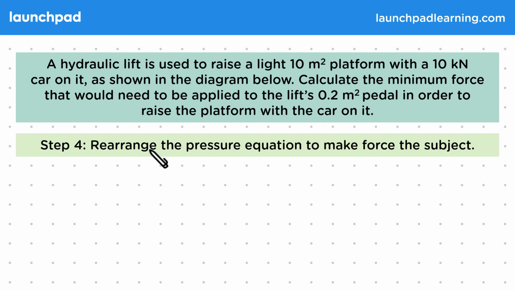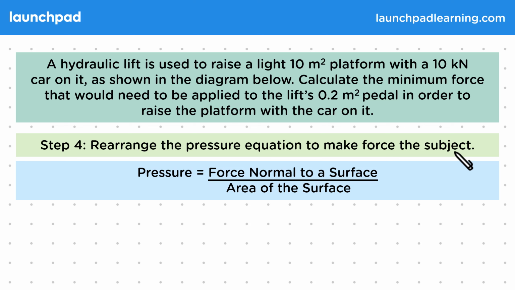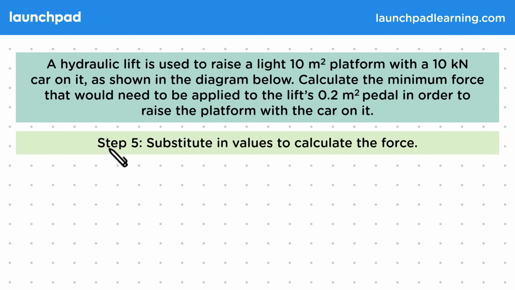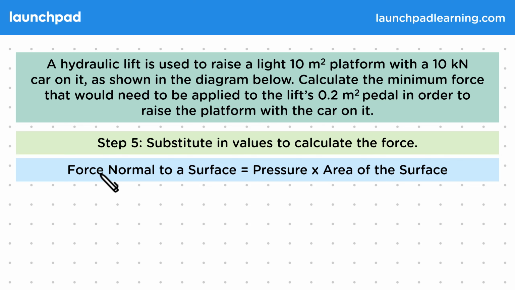So step 4 is to rearrange the pressure equation to make force the subject. So to get force on its own, we can multiply both sides by area to bring the force over to the left. This gives us that the pressure times area will equal the force we need to find. And finally, step 5, substitute in the values to calculate the force. So we'll need our rearranged equation. Force normal to a surface is equal to the pressure multiplied by the area of the surface, where we've just flipped this round from the previous step.